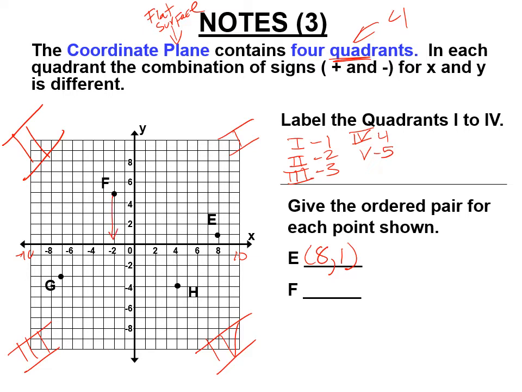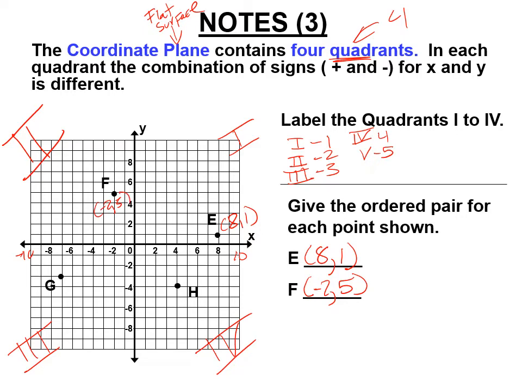You have to come down and get the first number from X. What number is that? It is -2. What is this number there? Halfway between, it is 5. So F is at -2, 5. Let me actually write these. So this is 8, 1 there. And this is -2, 5.